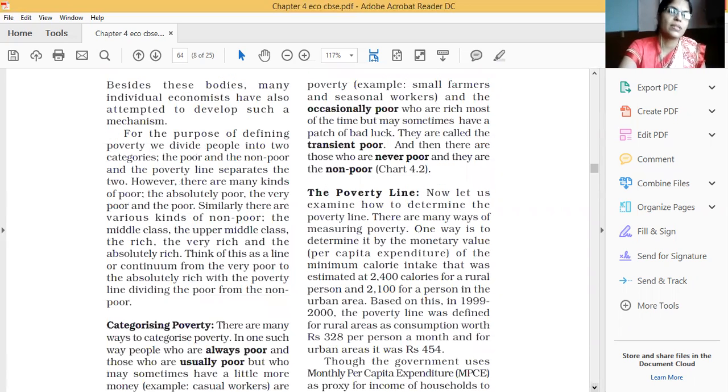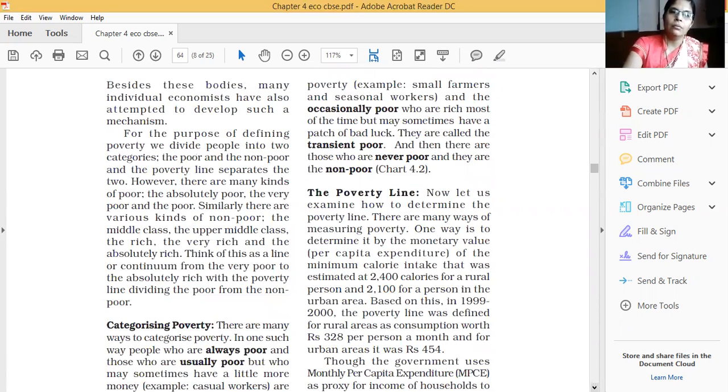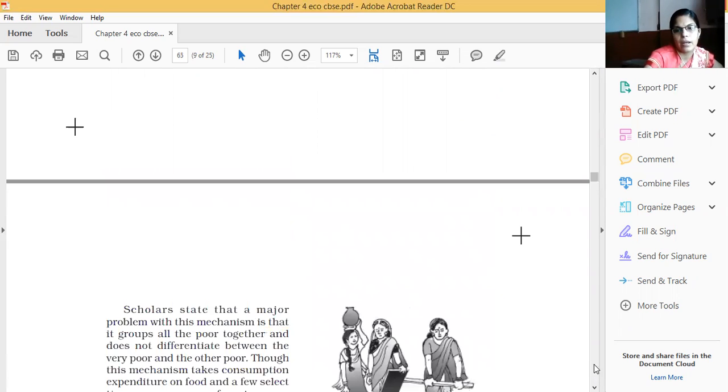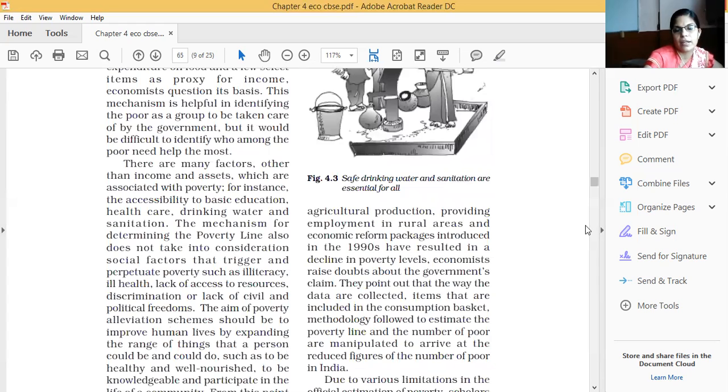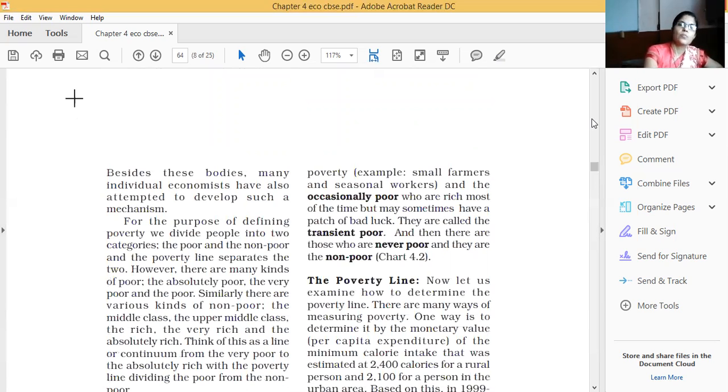Next one is, besides those bodies, a category is given. Poor people's category is given here. And now we will discuss how they are getting and what they are getting. But before that, it's very essential to identify it. Besides these bodies, many individual economists have also attempted to develop such a mechanism for the purpose of defining.